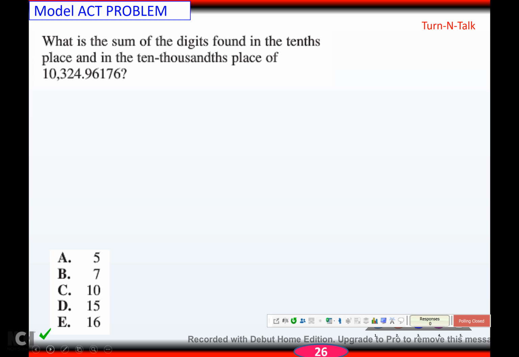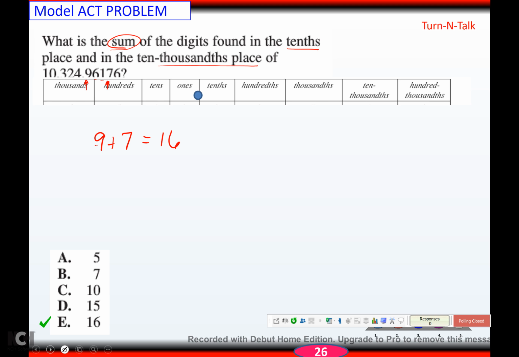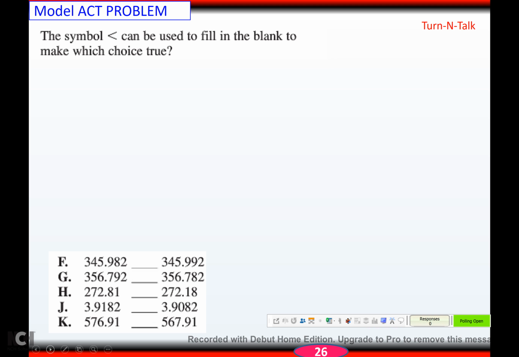And hopefully you got 16. They want the sum, which means I'm adding the digits found in the tenths place, which would be 9, and in the 10,000ths place, which would be 7. Sum means add those up. 9 plus 7 is 16. Okay, try this one. Hit pause, come back when you're ready.